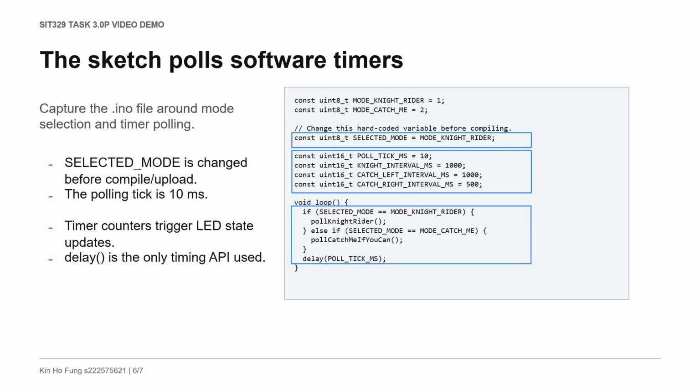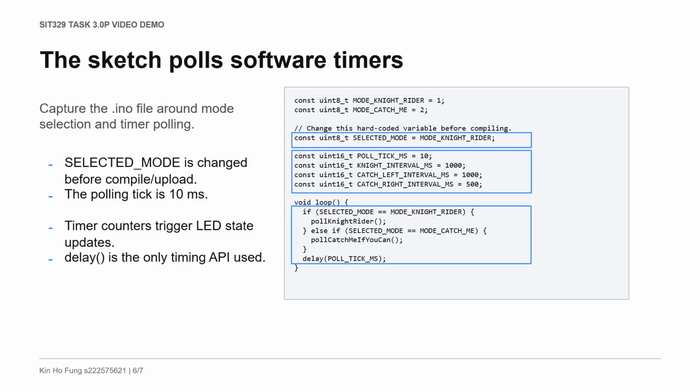The timer constants define the behavior. The polling tick is 10 milliseconds. Night Rider moves every 1000 milliseconds. In Catch Me If You Can, the left action moves every 1000 milliseconds, and the right action moves every 500 milliseconds. In loop, the program polls the selected mode and then calls delay with the polling tick.